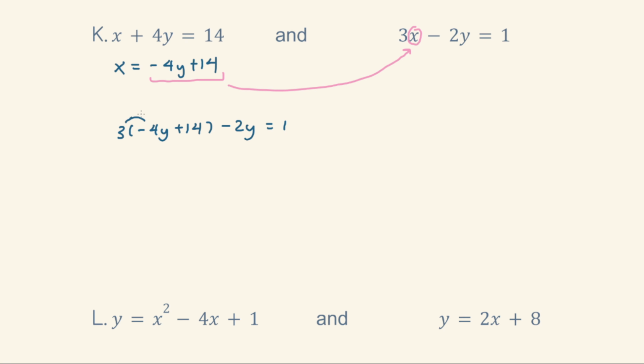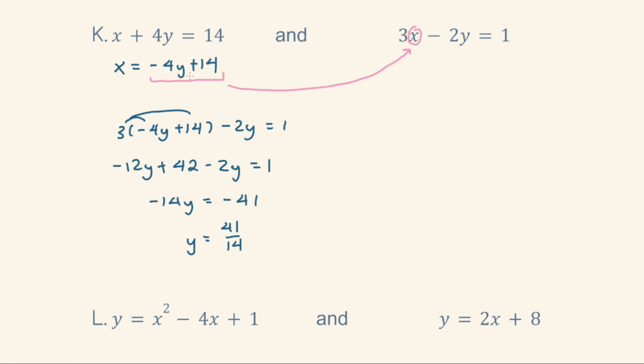And now we're going to rainbow method here, distribute that 3. You're going to get minus 12y plus 42 minus 2y is equal to 1. Minus 14y is equal to, and we subtract 42 from both sides, you're going to get negative 41. And so y is equal to, now it's going to be positive 41 over 14, right? And unfortunately, this doesn't really reduce very much anyway.